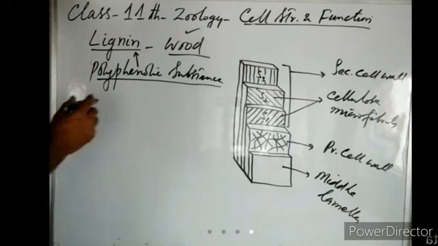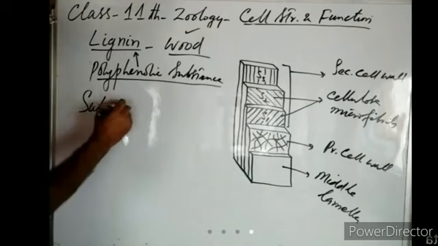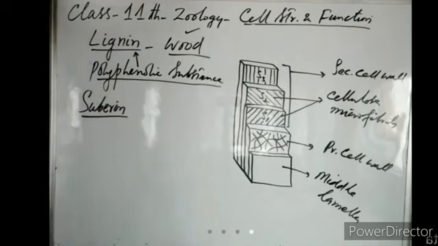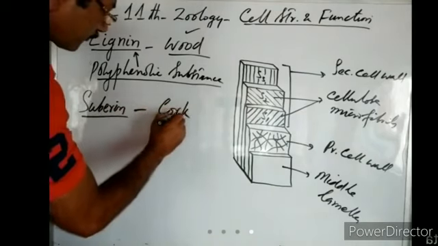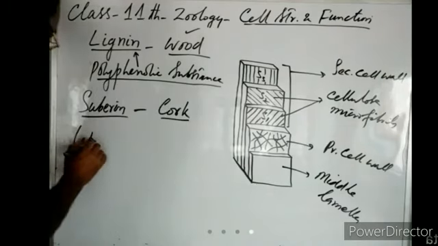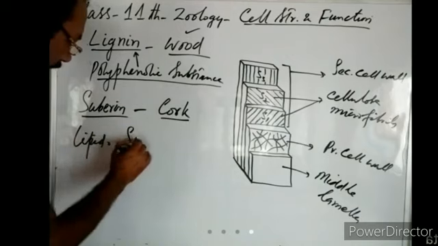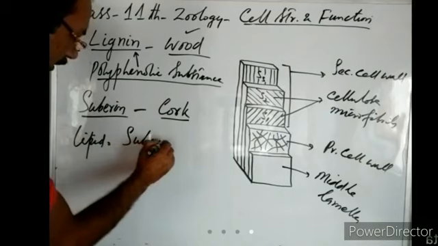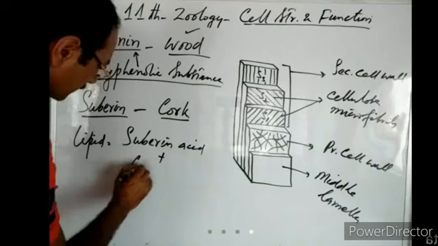However, in some plants, in the secondary cell wall, another substance known as suberin may be deposited. If suberin is deposited in the secondary cell wall, then it forms cork. What is this suberin? It is basically a lipid. Suberin is a lipid formed of long chain fatty acids known as suberic acid plus glycerol.